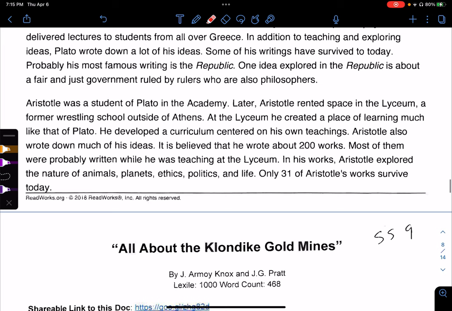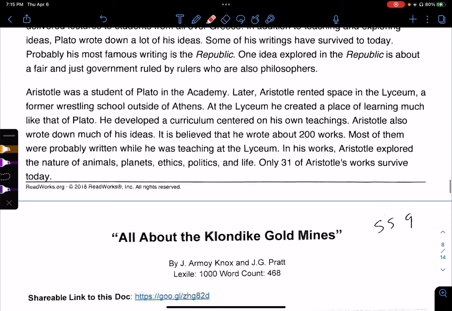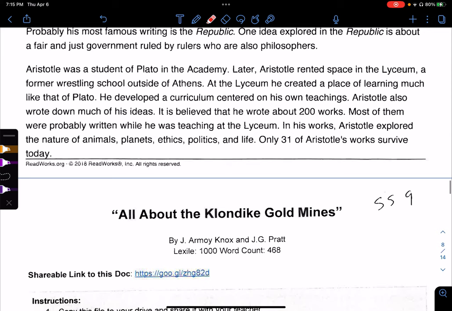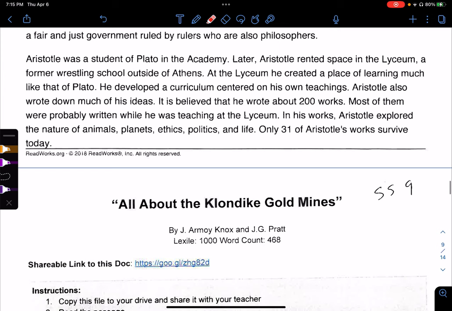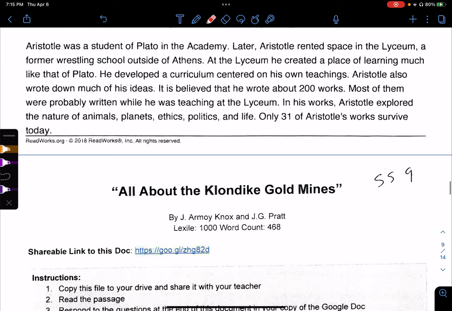Aristotle was a student of Plato in the Academy. Later, Aristotle rented space in the Lyceum, a former wrestling school outside of Athens. At the Lyceum, I think that's what you say, he created a place of learning, much like Plato. He developed a curriculum centered on his own teachings. Aristotle also wrote down much of his ideas. It is believed that he wrote about 200 works. Most of them were probably written while he was teaching at the Lyceum.